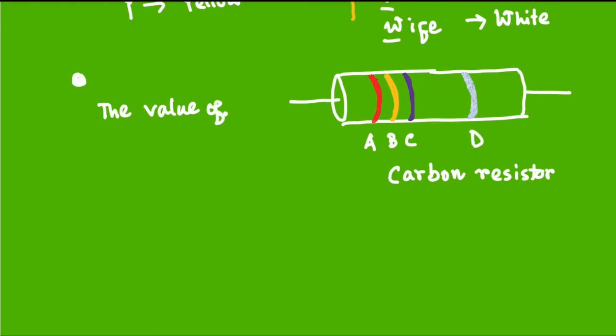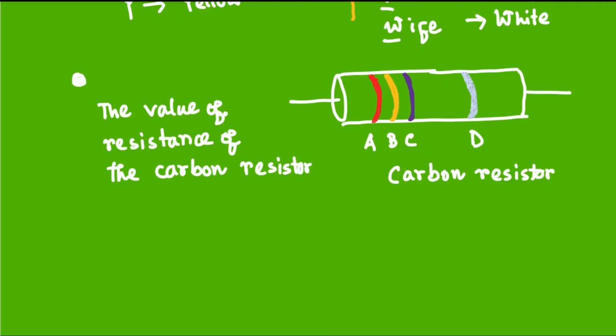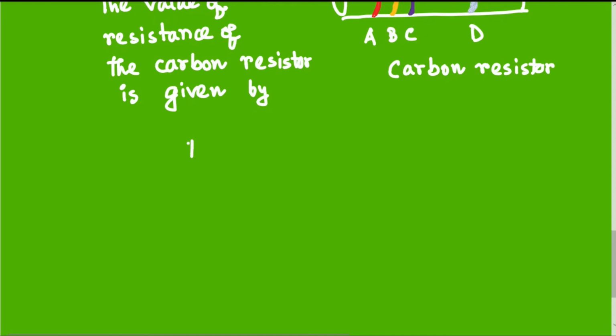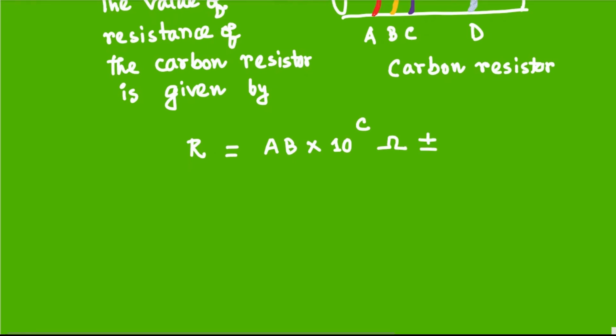The value of resistance of the carbon resistor is given by R equals AB into 10 to the power C ohm plus minus D%.